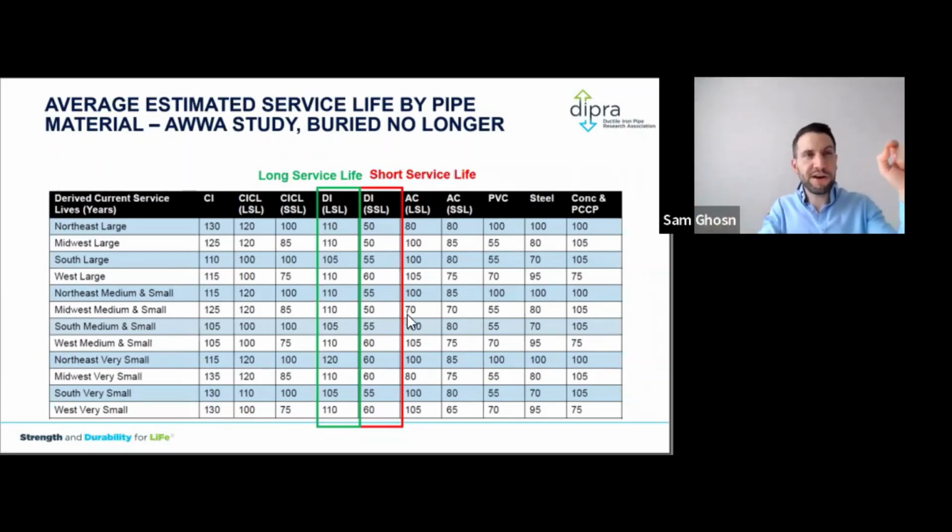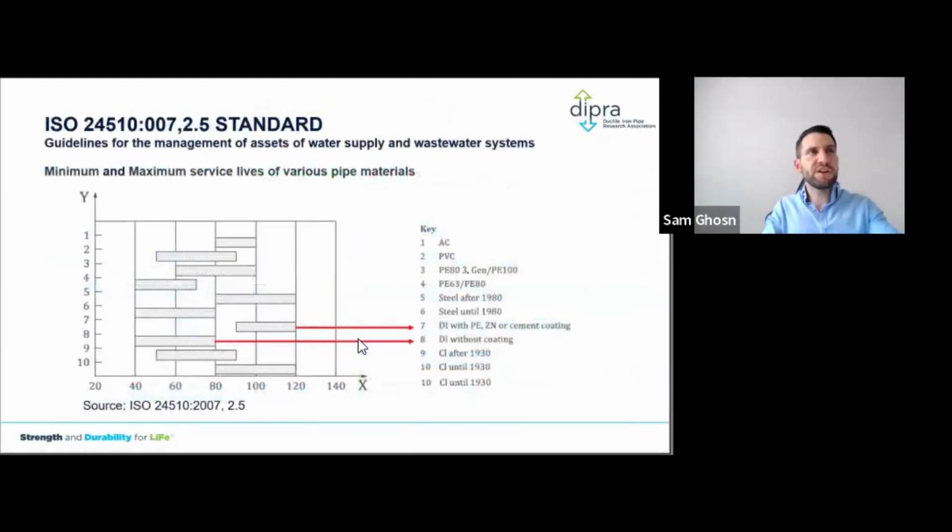But what I'm trying to tell you here is, if a water main with ductile iron is not protected, there's a good chance it will not serve you for 50 years. But that's not what our expectations are. We have high expectations from ductile iron, and we want to protect it so we could achieve a minimum 100 years of service.